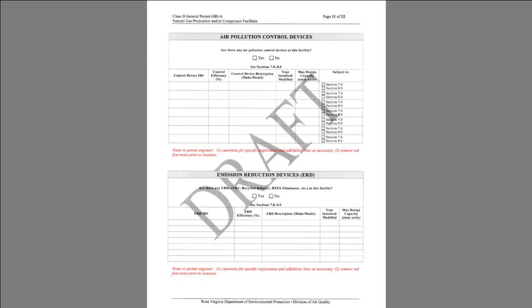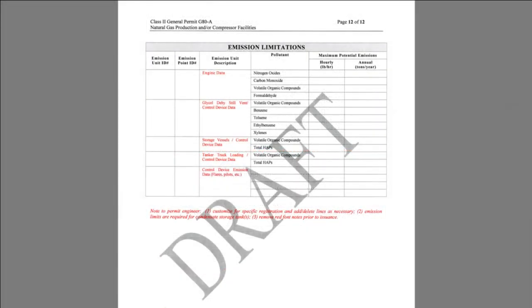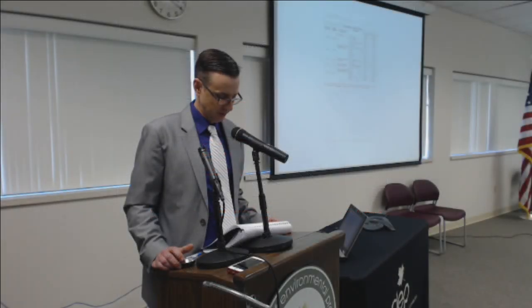And then the final thing in the registration document will be any emission limitations that are set on these units. Like for engines, we'll go in and set limits on NOx, CO, VOC, and formaldehyde. For dehys, we're going to look at VOCs and BTEXs.